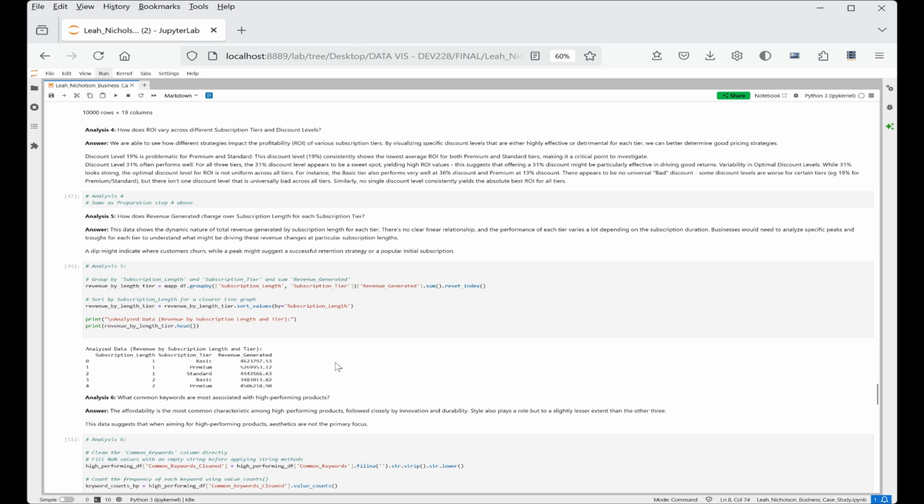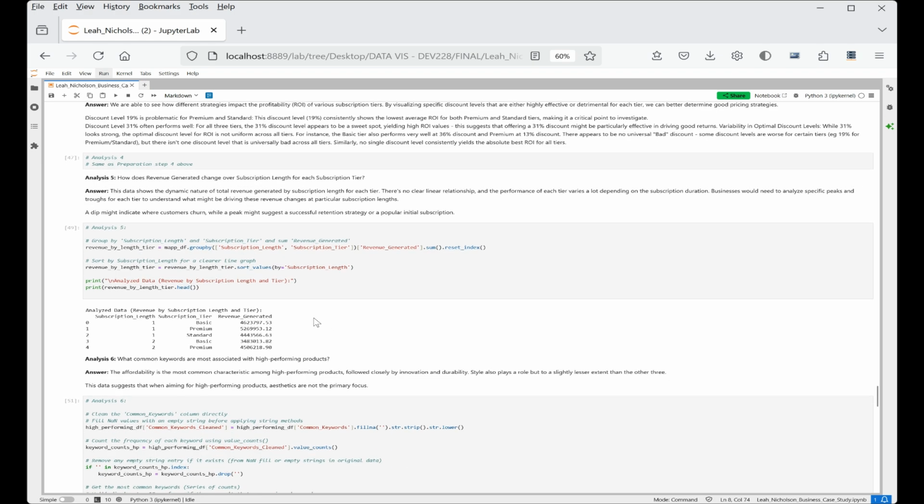And for this question, I ended up discovering that the data shows no clear relationship. The performance of each tier varies a lot depending on the subscription duration. I think a business would probably need to analyze some specific peaks and troughs for each tier to better understand what might be driving those revenue changes. So like a dip might indicate where the customers are leaving the service or churning, while a peak might suggest a successful retention strategy or maybe a popular initial subscription.